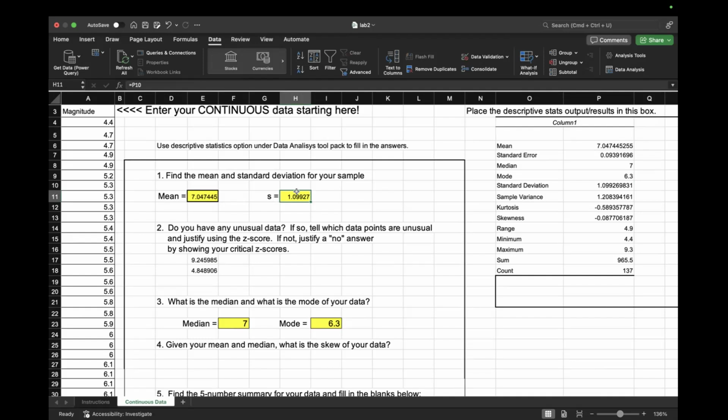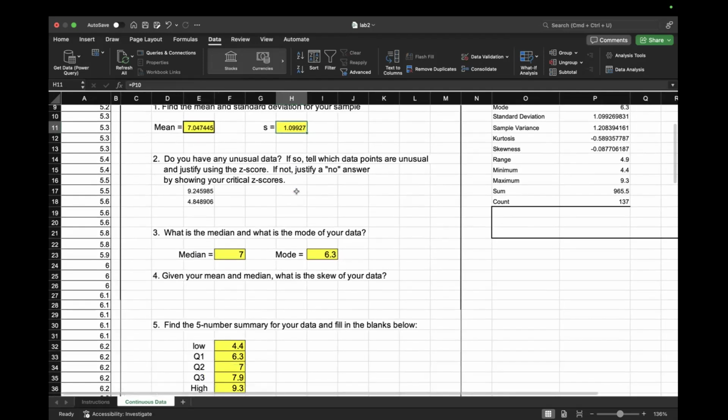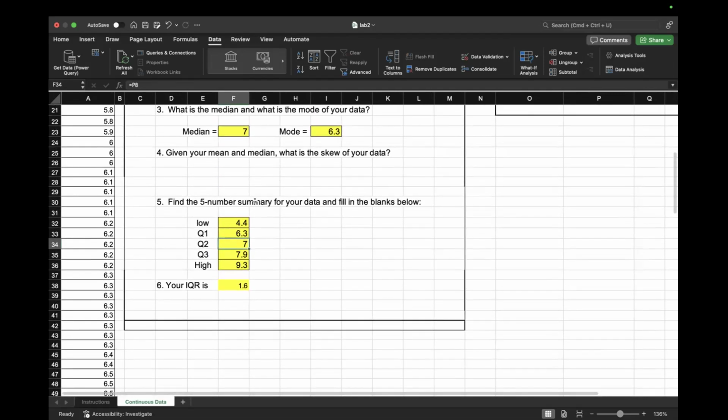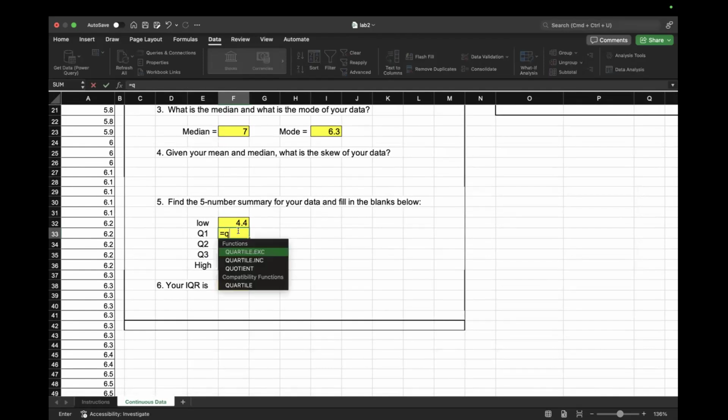Can you show how to do Q1 and Q2 and Q3 again? Yep, so the Q2 is just the median, so just put the median value in there. I'm going to erase this and I'll do it again. So equals, just start typing the word quartile and you'll see it come up. Just choose quartile.inc. And I don't care if you use INC or EXC. All it's saying is quartile including, so it would include that endpoint.